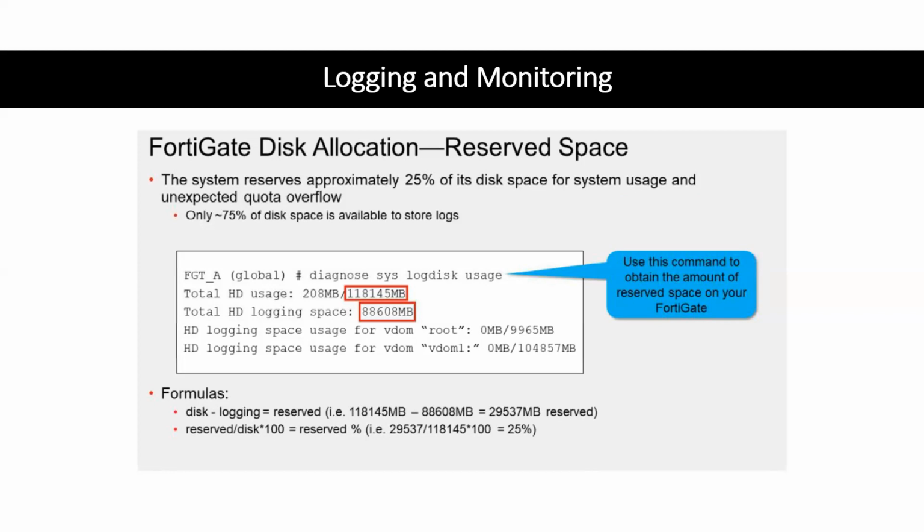What does that do? We use this command to obtain the amount of reserved space on our FortiGate. So we take a look at that, and we see the total hard disk usage currently. We also have a separate section telling us the total hard disk logging space that's reserved for just logging. So we have total space, but we also have space for just logging.